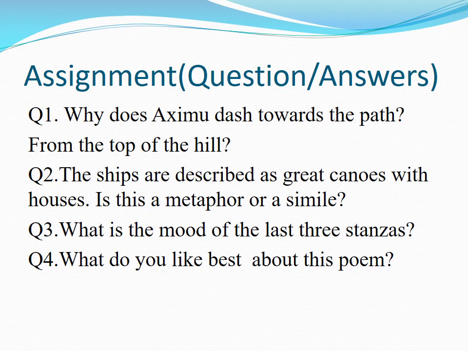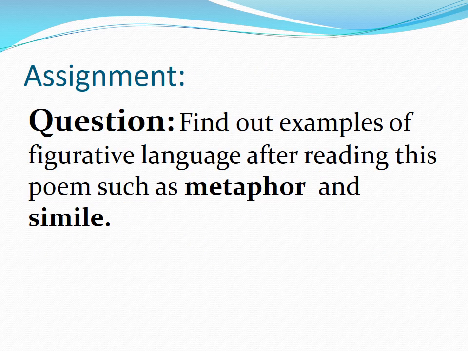This is your assignment. It is based on two questions. The first one is about question answer and the second one is about figurative language. I hope after listening to the whole lesson and with the help of the poem reading, you will be able to attempt the assignment easily. I'm going to read all questions for your convenience. Question number one, why does Aximo dash towards the path from the top of the hill? Question number two, the ships are described as great canoes with houses. Is this a metaphor or simile? What is the mood of the last three stanzas? What do you think is best about this poem? In another question, you will find examples of figurative language after reading this poem, such as metaphor and simile.